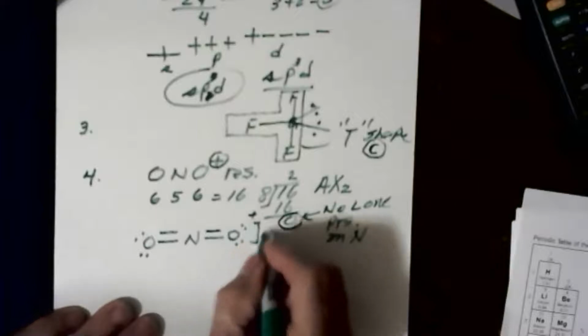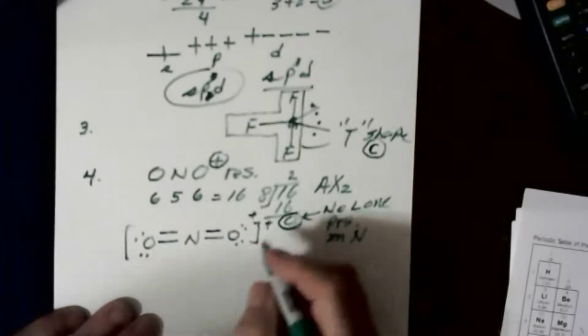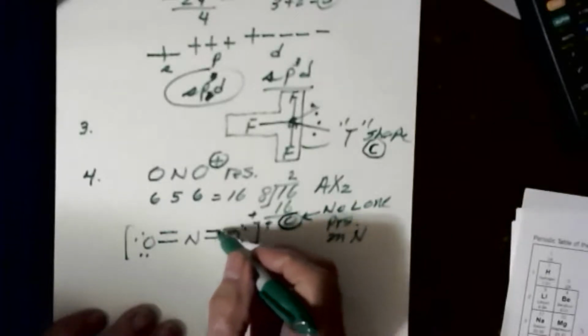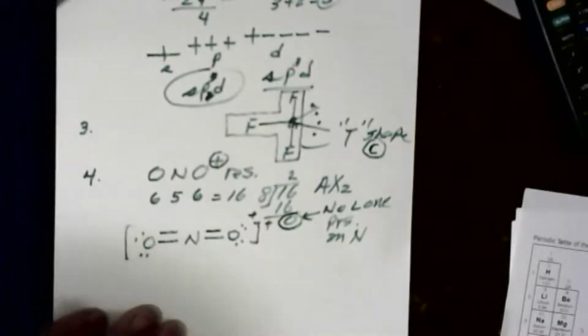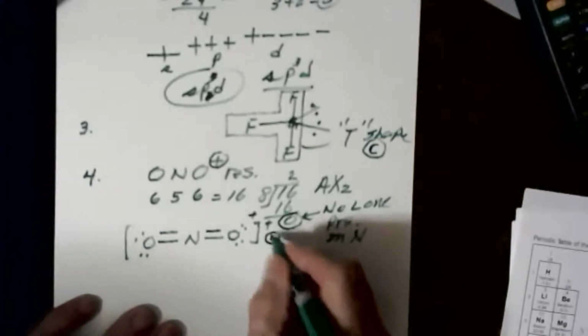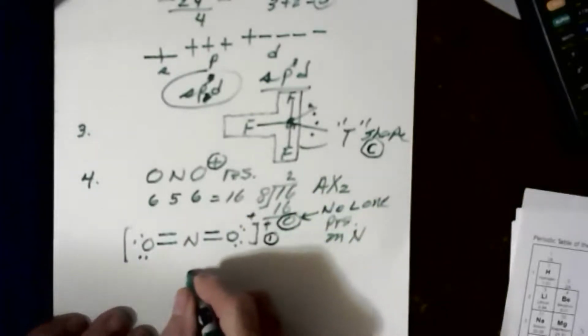Now, of course, that's +1. Now, I can double check. 2, 4, 6, 8, 10, 12, 14, 16. So that is the correct structure for 16 valence electrons. That's one of them. So that's one resonance structure. And there's no way to draw another one from that. But I can get 8.